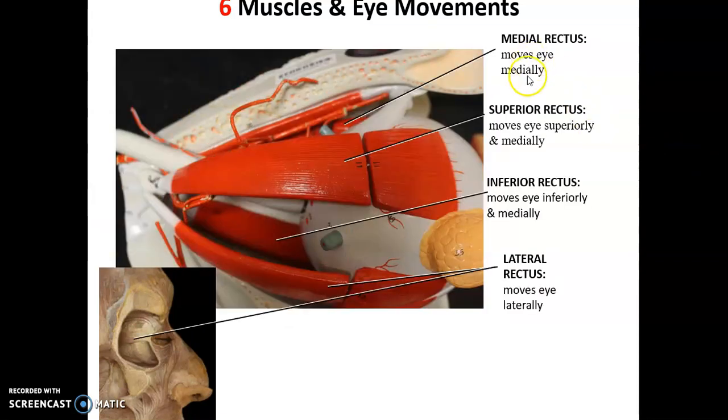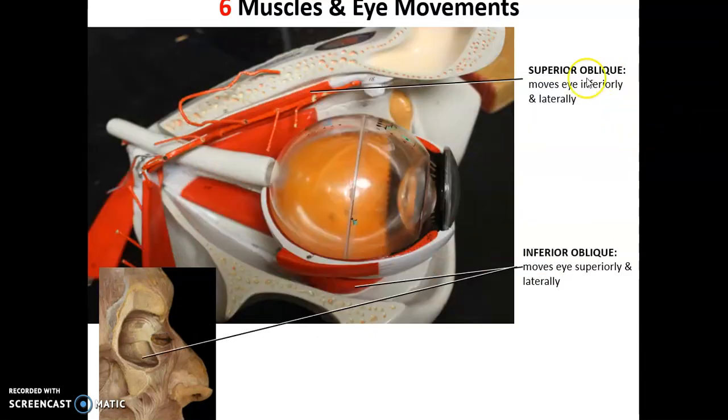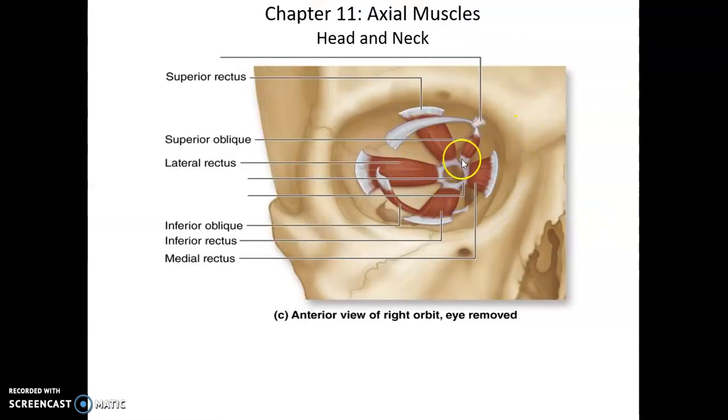So again, the rectus muscles move the eye in the direction of the muscle. The obliques move the eye in the opposite of the direction of the muscles. And again, here's a view. Here is that cartilaginous structure in the back of the eyeball that 5 of the muscles have as their origin. There's the superior oblique. And then down here, of course, is the inferior oblique, whose origin is on the orbit of the eye. And that was it for this part of chapter 11.